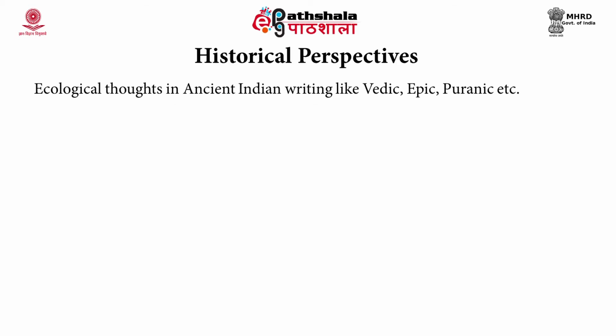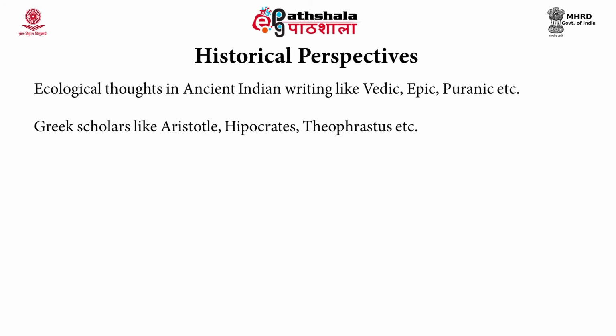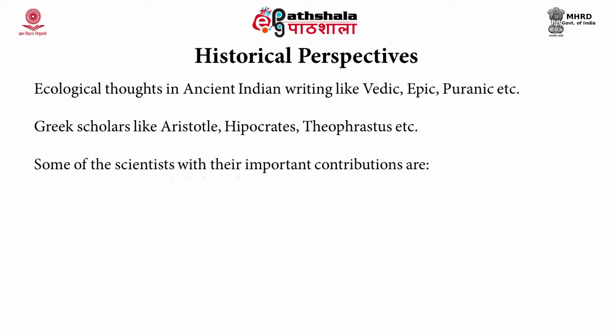Historical perspective. Ecological thoughts were reflected in ancient Indian writings like Vedic, epic, Puranic, etc., which describe the importance of Vayu, the air, Jala, water, Desha, topography and Kala, time. Greek scholars like Aristotle, Hippocrates, Theophrastus, etc. also describe the interrelationship between organisms and their environment. Some of the scientists with their important contributions are discussed below.